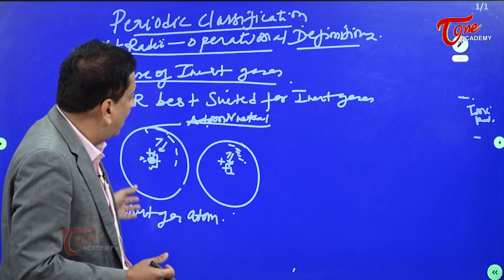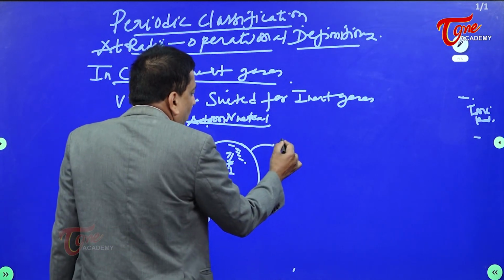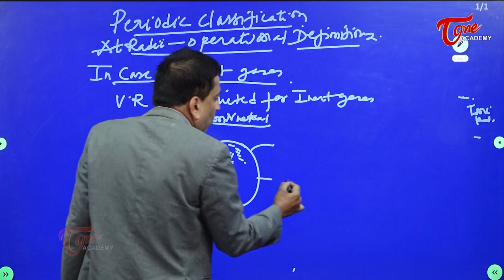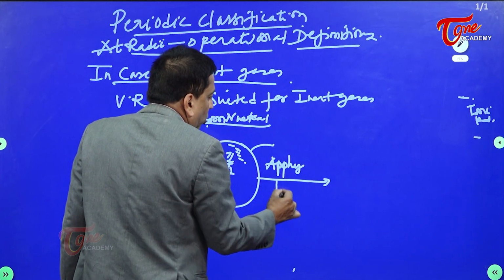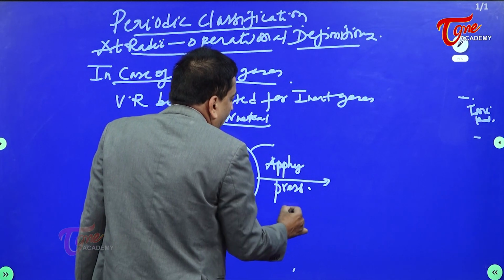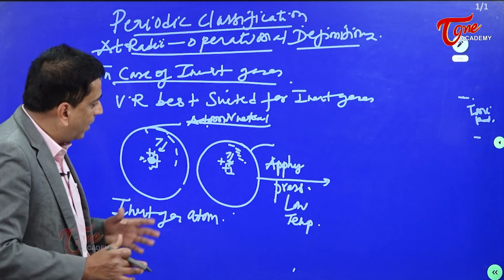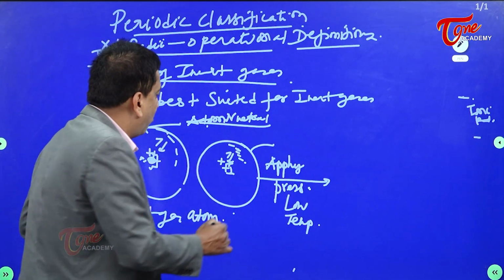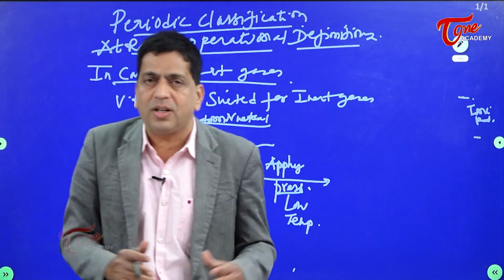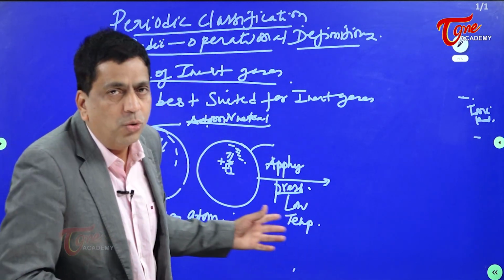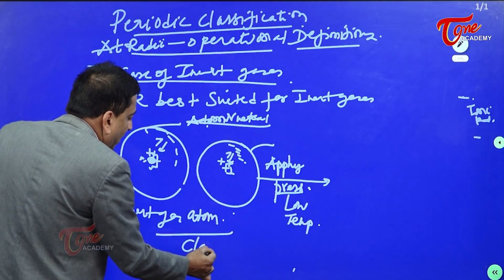If I imagine another inert gas atom here, then when they are very close, when I apply pressure and in fact lower the temperature, right? When I say apply pressure and lower the temperature, these are not normal conditions. These are drastic conditions which are required. Then when you do this, the atoms are actually becoming close.